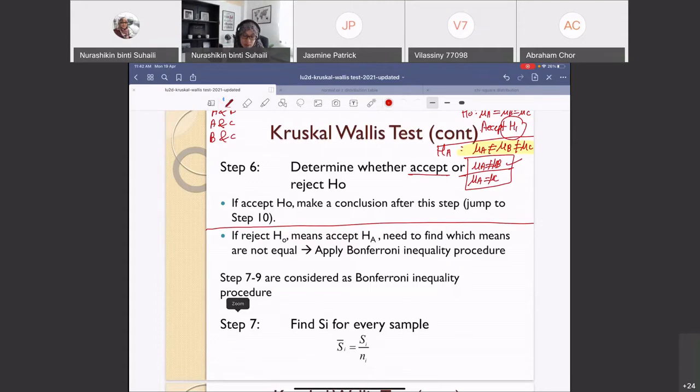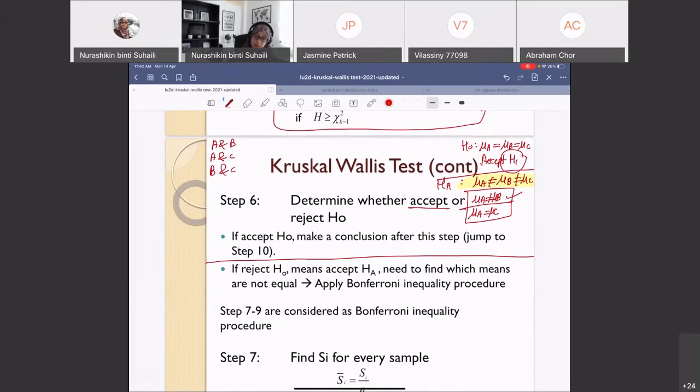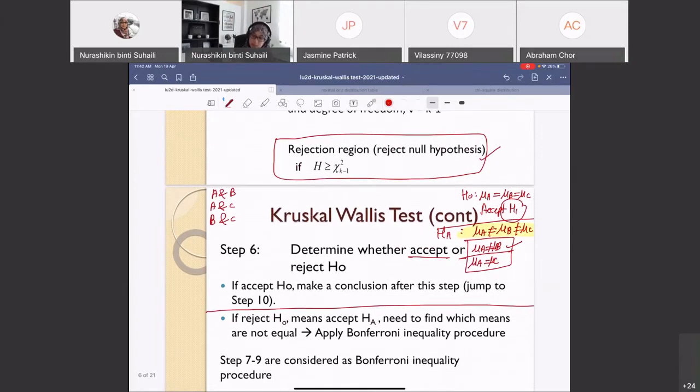Okay, so up to step six, based on the H and the chi-square, if you found out that you have to accept the alternative hypothesis, it means there is a difference in the means. But the next question is, where is the difference? Is it between A and B, between B and C, or between A and C? Those are the things you have to find out after step six, if your decision is to accept the alternative hypothesis. I hope that's clear.